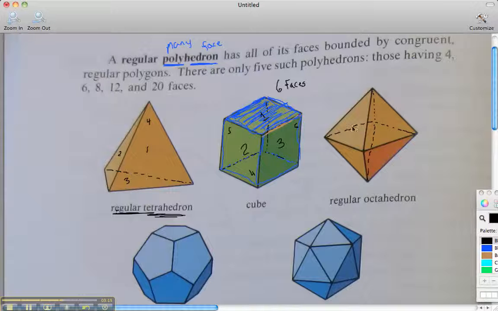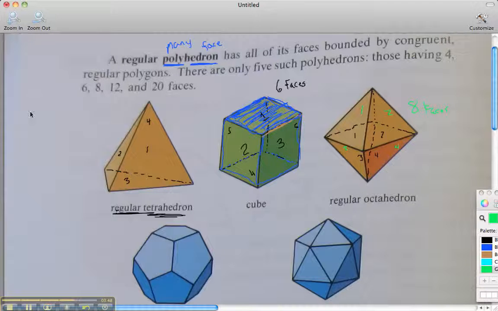So let's count the front. We've got 1, 2, 3, 4 in the front. Now let me do the back. In the back we've also got 4: 1, 2, 3 in the back, and 4 in the back. So 4 and 4 is 8 faces for this octahedron. Pretty cool, huh? Okay, so we're not going to do the others, but that gives you an idea.